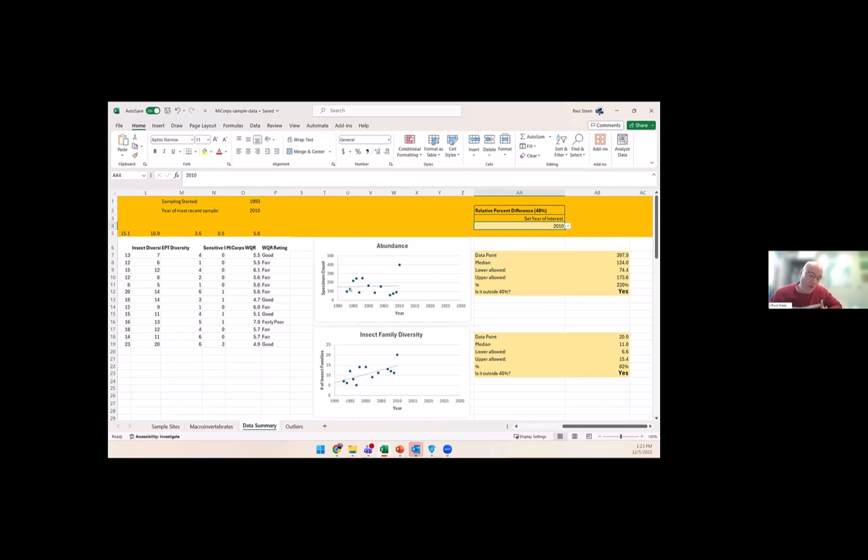Normally, I want my teams to collect about 100. This team that went out in 2010 came back with 397. So they collected about 4 times the amount of insects I want them to get if they were following this procedure correctly.